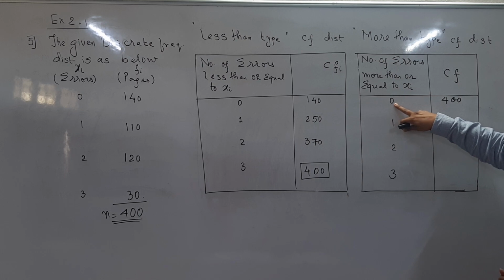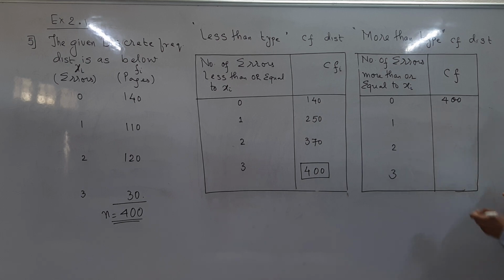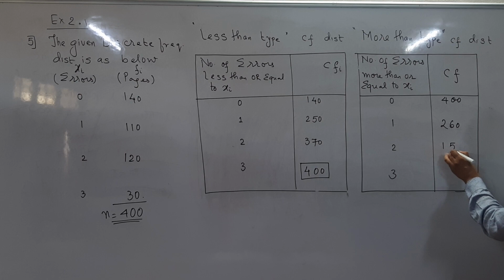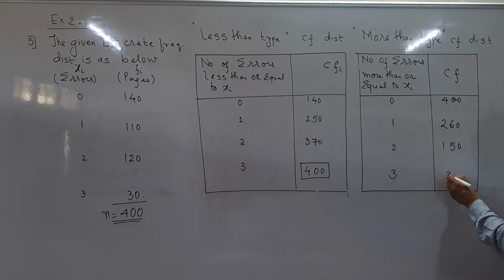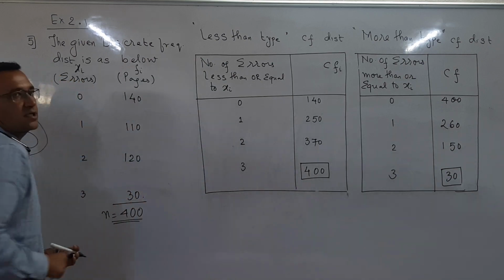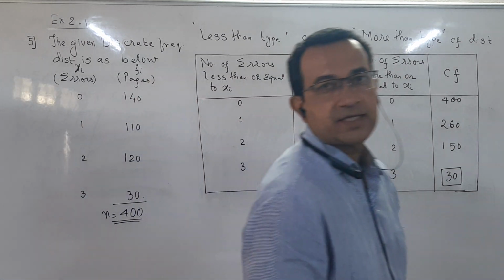Now subtract the frequency of 0. What is frequency of 0? 140. So 400 minus 140 will give us 260. Then again subtract the frequency of 1, which is 110. 260 minus 110 will give us 150. Now subtract the frequency of 2, which is 120. So 150 minus 120, that is 30. So here we end at last Fi. This we have to remember. Our last Fi is 30.